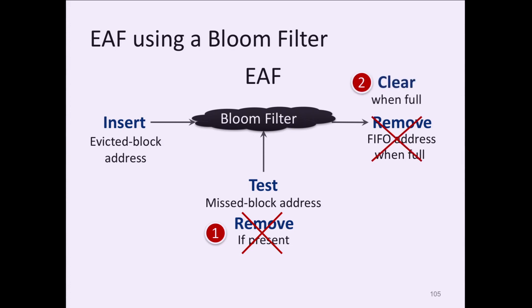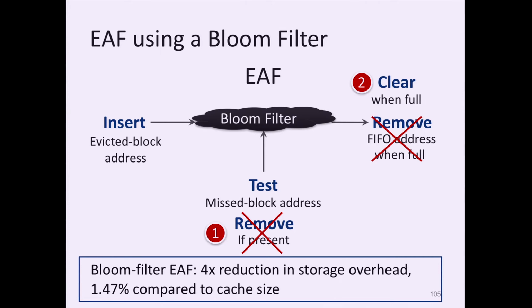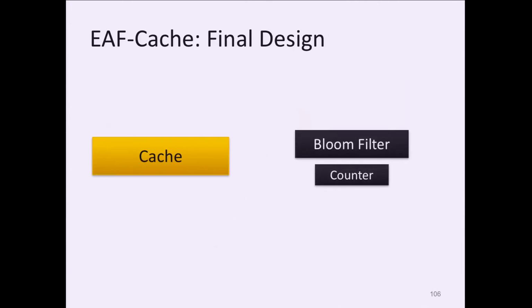And there's a design space exploration that you can go through. Maybe you could use multiple Bloom filters, right? Such that things are graceful, but the paper has a lot more detail about that implementation. But what this buys you is a lot of reduction in storage overhead. You don't store all of these tags, and it's relatively small. So the final design is you have this cache, you have this Bloom filter and a counter.